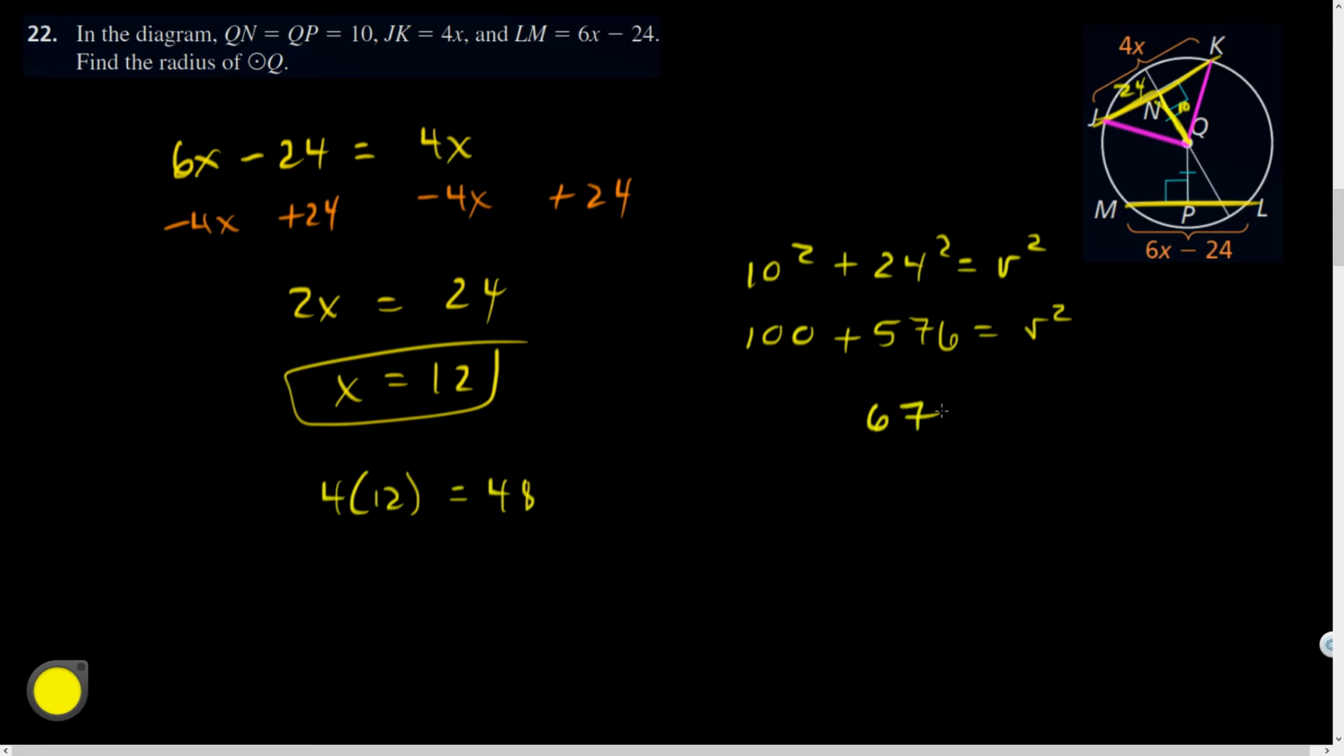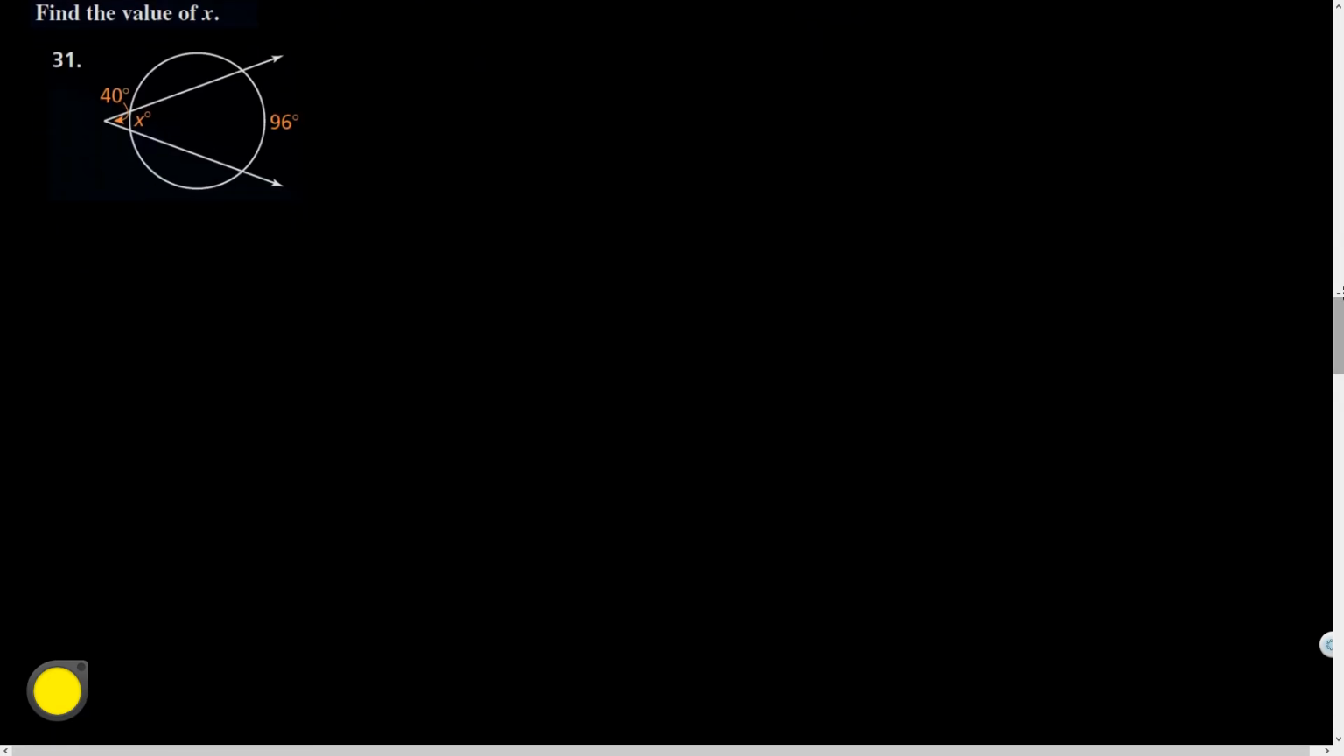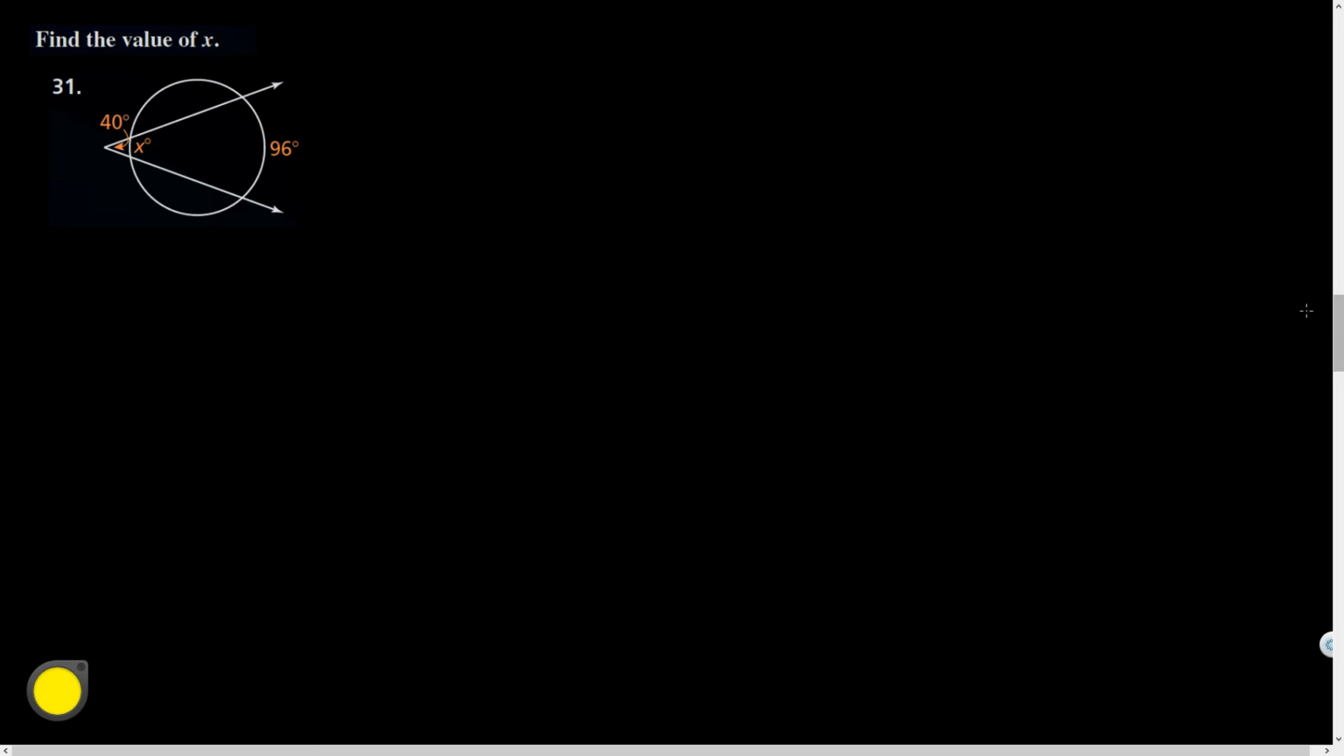So 676 equals r squared, root both sides. And r is going to be positive, although algebraically there is a negative solution here. But what do we get for r? 26. Beautiful. So 10, 24, 26 is the same as a 5, 12, 13. Pythagorean triple. Double. Bam.